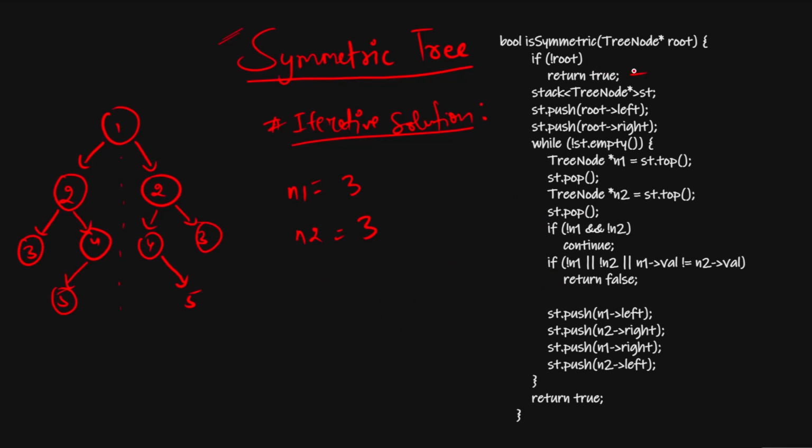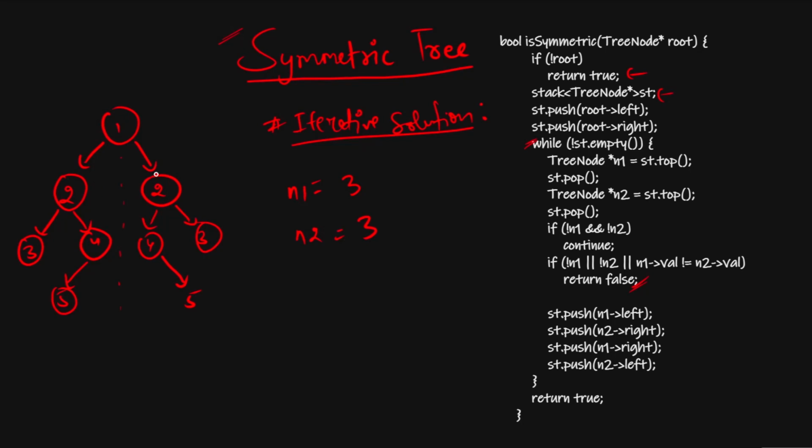So here what we are checking is, first of all, if I have a null root, I will return true. Otherwise I will use my stack, and in the stack I will push my left and right both, and then I will check if my stack is empty or not. If it is not empty, then I will pop two elements, that means the left and the right child, and I will check whether any of them is null. If any of them is null, then I will return false. Or if they do not have any common value, in that case also I will return false.